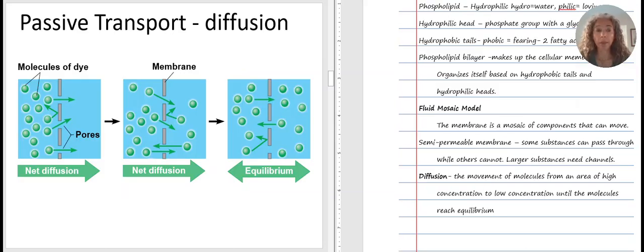When molecules can pass through the membrane on their own without needing any protein channels or anything like that, they can just move through the semi-permeable membrane. We call this passive transport. And that's just a fancy way of saying diffusion. Passive transport means that they don't need any energy or any help. These molecules are capable of moving through the semi-permeable membrane on their own from an area of high concentration to low concentration until they reach equilibrium.